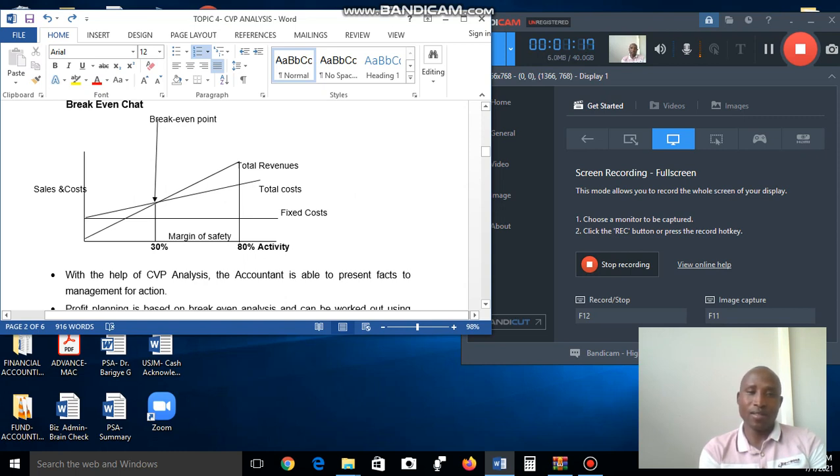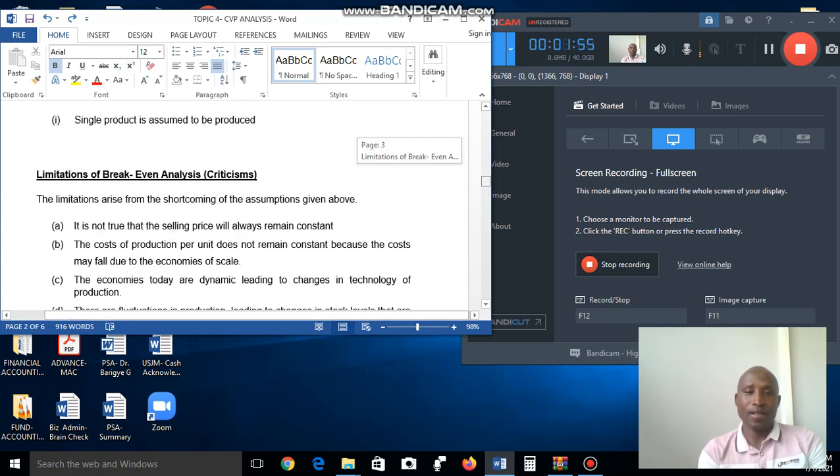Total cost represents total fixed costs plus total variable costs. Then you get total costs. It is also clear that the break-even point, this is a firm explaining to management, is a point where the total revenues are equal to the total costs. So what do you mean by break-even point? It is a point at which the total revenue curve cuts the total cost curve. So that is it.